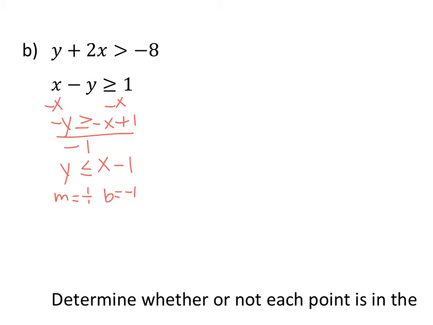If we take a look at our symbol, it is less than or equal to. Because of this bar down here, that equal to, I know it's a solid line. So I'll jot that down. I know it's solid. And I also know that I shade down. Y is less than the expression x minus 1, so we shade down.